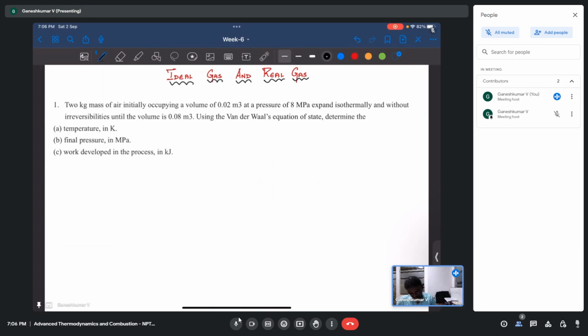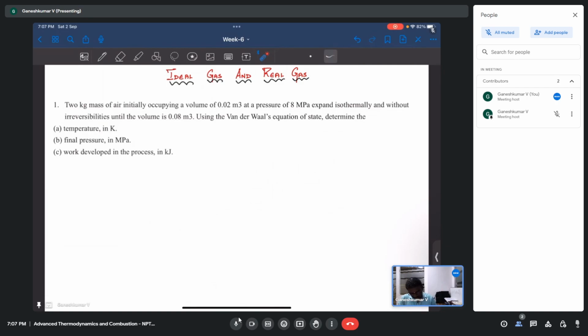The first problem says we have a 2 kg mass of air initially occupying a volume of 0.02 meter cube at a pressure of 8 megapascal, and this expands isothermally and without irreversibility until the volume is 0.08 meter cube. Using the van der Waals equation of state, determine the temperature, pressure and work done during the process. So basically we are not assuming ideal gas here, it's behaving based on the van der Waals equation of state.